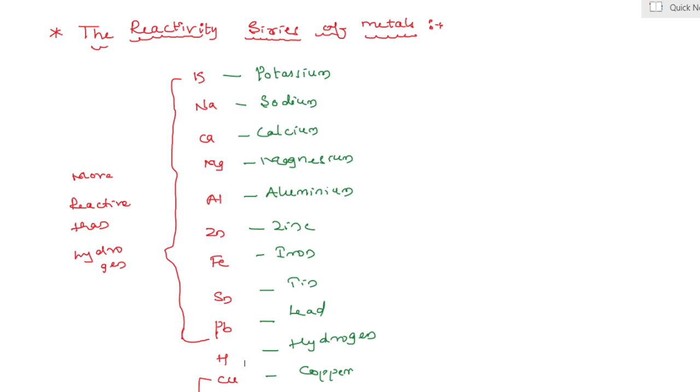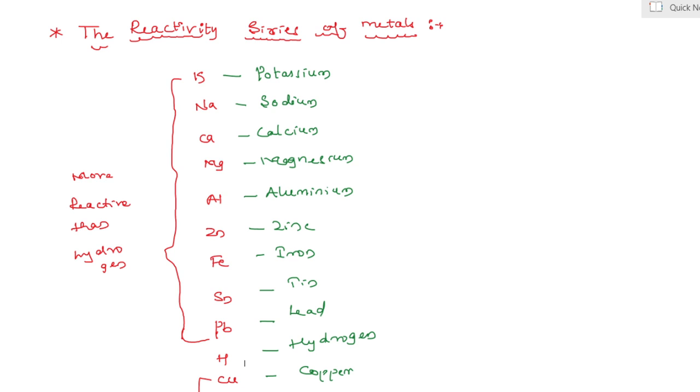Afterwards, the order of reactivity of metals with oxygen, and reaction of metals with water. When metals react with water, they can produce metal oxide as well as hydrogen gas. Afterwards, when metal oxides are dissolved in water, they produce metal hydroxide. And some examples.